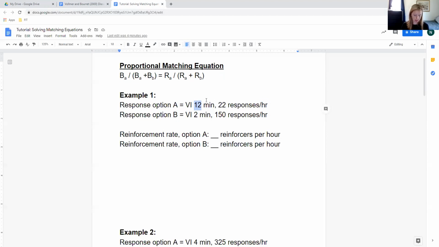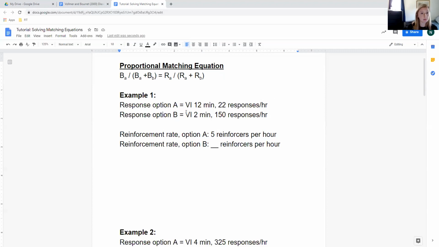Let me whip out my calculator so I don't make any silly math errors. 60 divided by 12 is 5. So in an ideal world, the organism would respond and would receive 5 reinforcers per hour. That's going to vary a tiny bit, because keep in mind our variable interval schedule, each interval averages out to 12 minutes as opposed to being explicitly that. But this is going to be a close approximation of what we would have and an average over time.